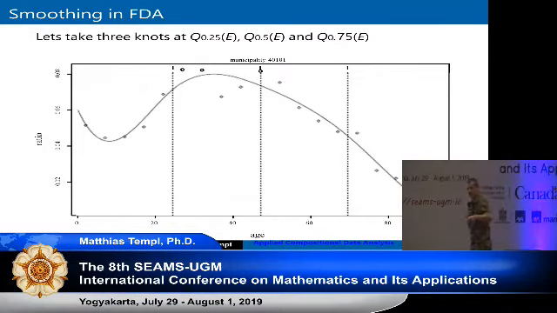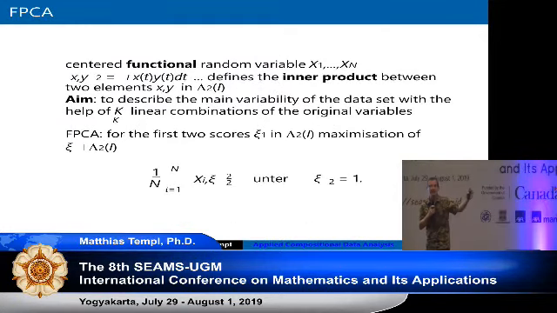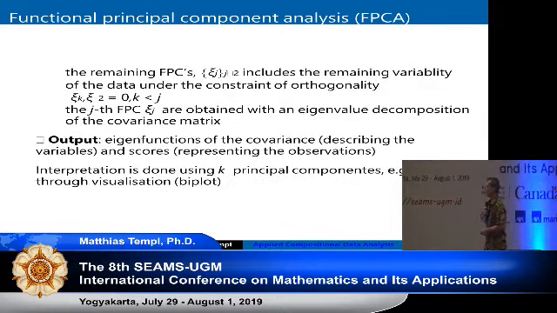Okay, I think I have to go quickly over these steps. So principal component analysis: if you have, for instance, 100-dimensional variables, we want the first principal component in that direction in the space where we explain most of the variance of the data. And the second principal component will be orthogonal to the first one, with again the same maximization, that we want to maximize the variance of the rest of the data set. So we have this orthogonality condition. The output is some eigenfunctions of the covariance and some scores. The scores represent the observations and the eigenfunctions describe the variables. And interpretation is then not done in the 100-dimensional space if you have 100-dimensional data, but only in k dimensions, for instance, in 2 dimensions.